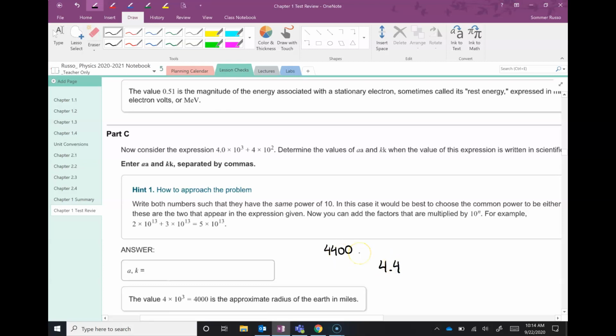It's going to be one non-zero digit, the decimal point, and the rest of our digits. We don't need the zeros because they are trailing unless we needed to make sure we forced a correct number of sig figs. In this particular case, we didn't need to. We're now going to follow it by the power of 10. This number is smaller than this number, so this is a positive power. How many decimal places did we move it? Well, 1, 2, 3. So this is going to be a 3. This is A, this is K.